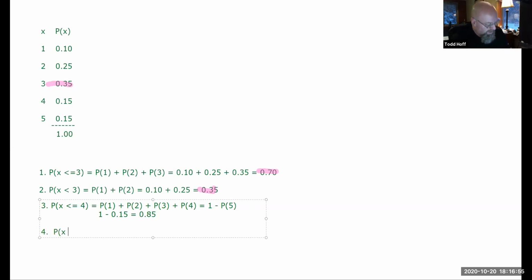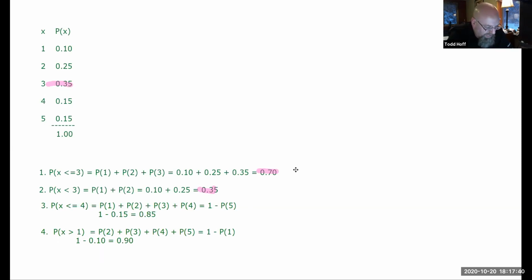Likewise, probability that x is at least 1, or actually in this case, let's say greater than 1, because there is no 0 in this case. The probability that x is greater than 1, well, that's everything but the 1. That's the 2, 3, 4, 5. So probability of 2 plus probability of 3 plus probability of 4 plus probability of 5. Or I could do just 1 minus the probability of 1, which is simply 1 minus 0.10 or 0.90. So you can save yourselves a lot of work by being able to use those complements.